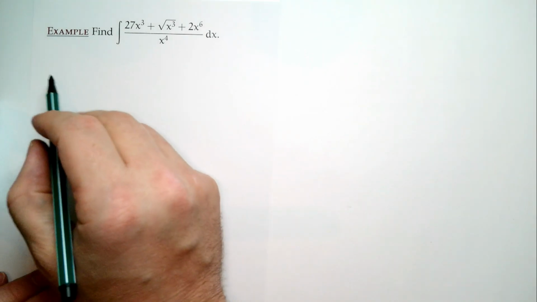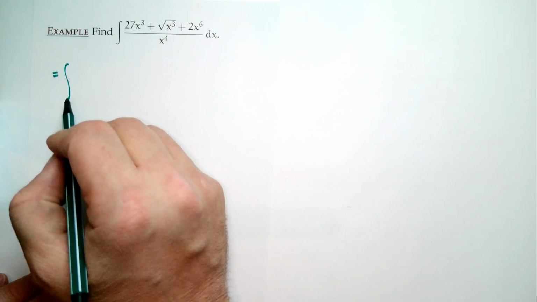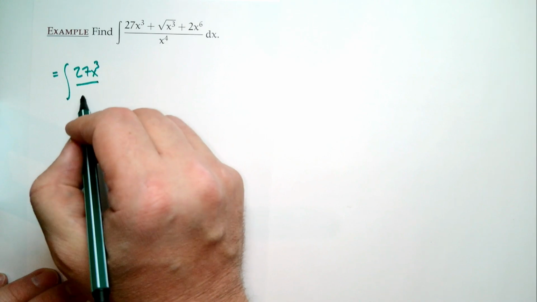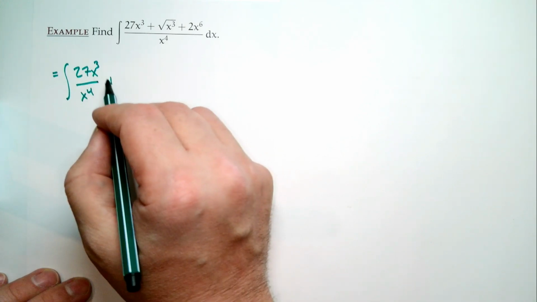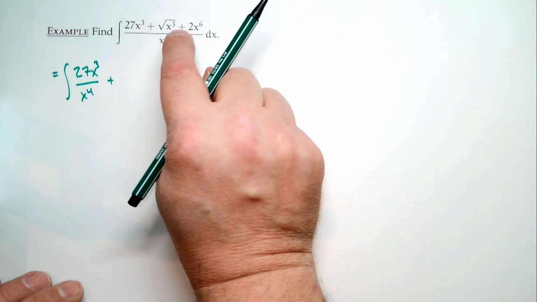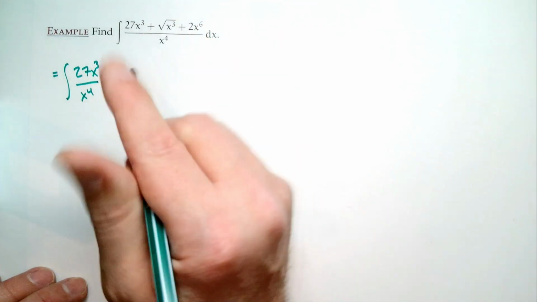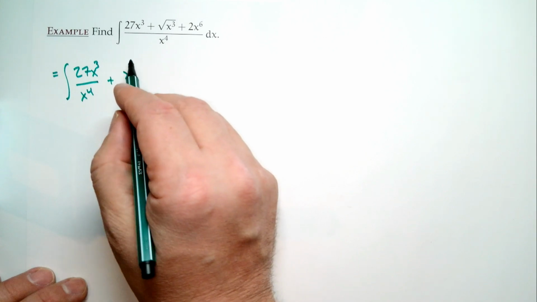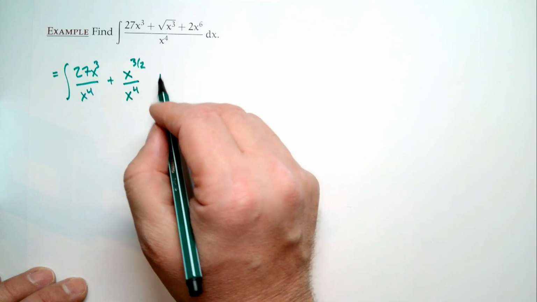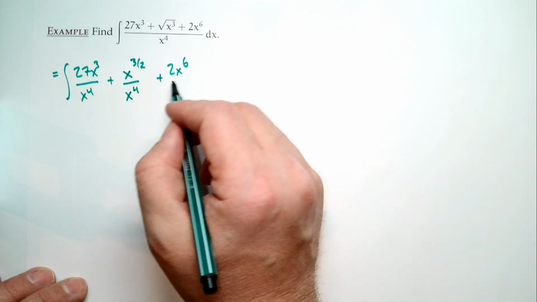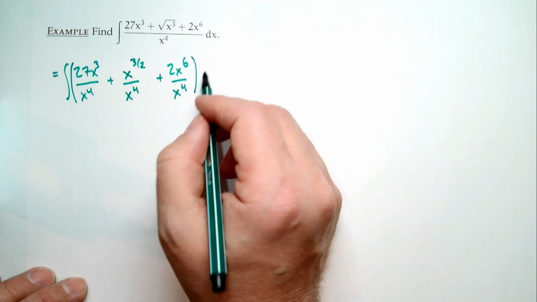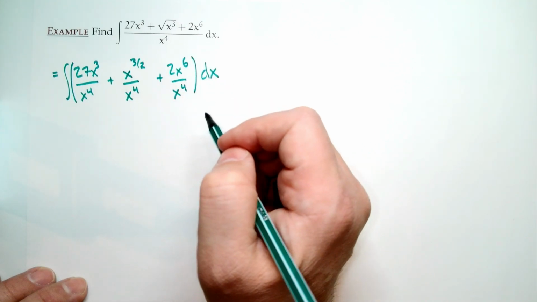So this becomes the antiderivative of 27x cubed divided by x to the 4th, plus the square root of x cubed. Let's write this in a calculus way. What's another way to write the square root of x cubed? x to the 3 halves, divided by x to the 4th. And then 2x to the 6th, divided by x to the 4th. All right, so we're using our basic algebra.